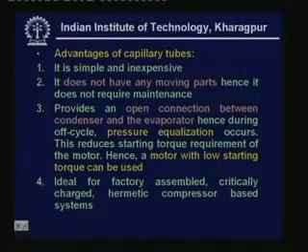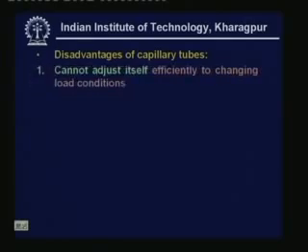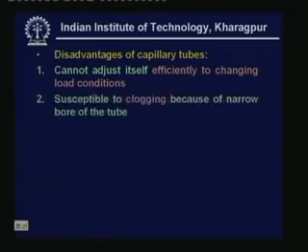And this is ideal for factory assembled critically charged hermetic compressor based systems. Of course, a capillary tube also has some disadvantages. What are the disadvantages of capillary tubes? It cannot adjust itself efficiently to changing load conditions. This is what we have seen, and it is susceptible to clogging because of narrow bore of the tube.